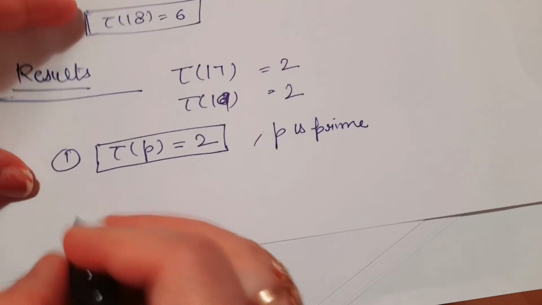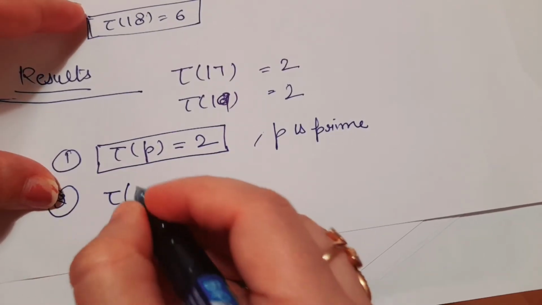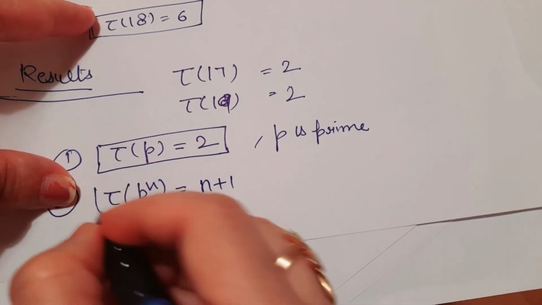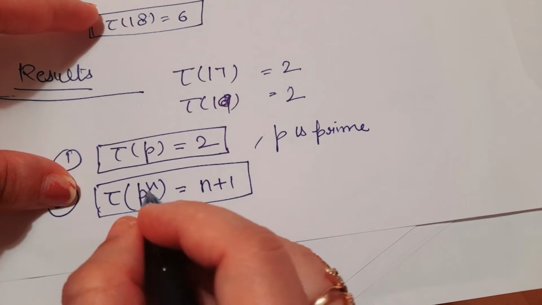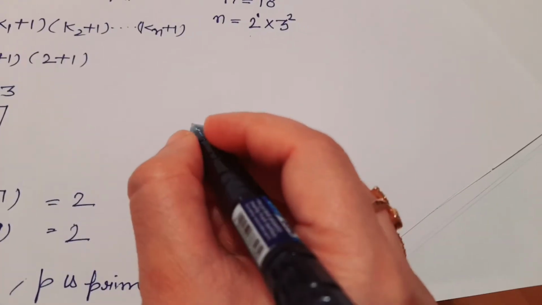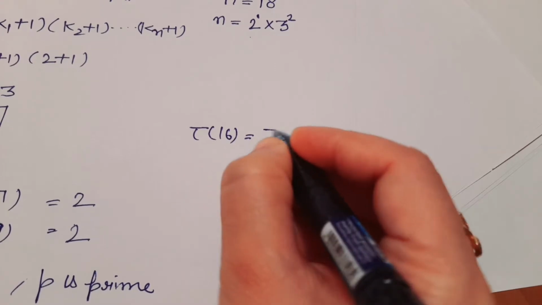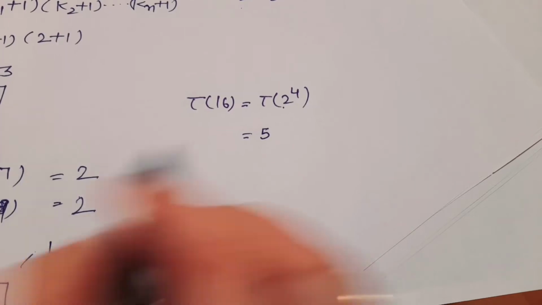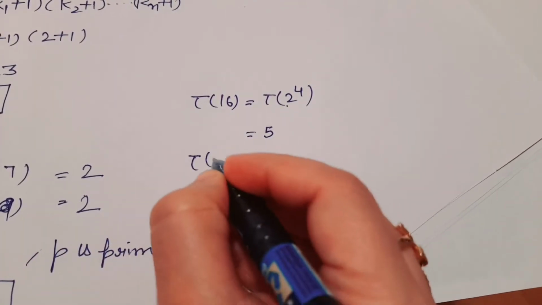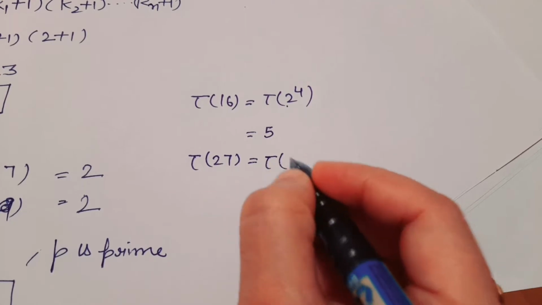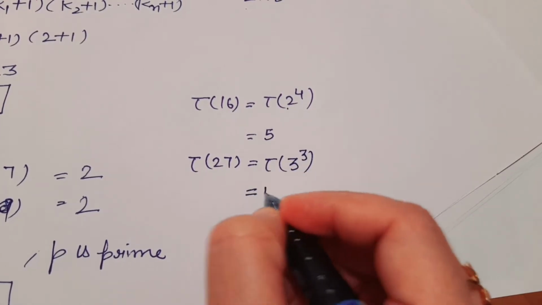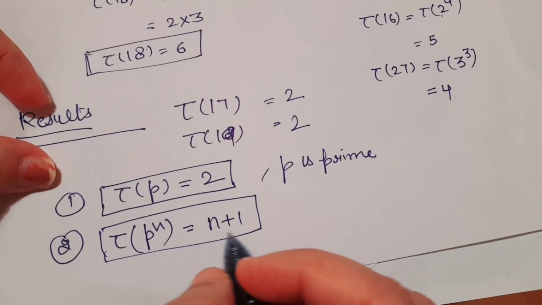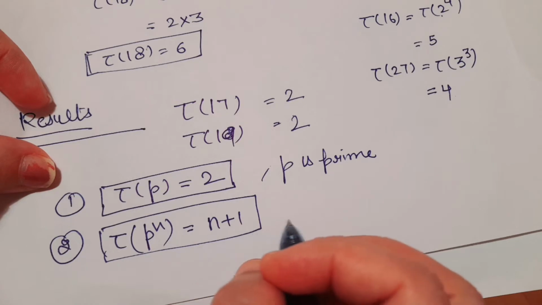Next, second, when you need to calculate tau of p raised to power n, that will always be equal to n plus 1. Just add 1 to the power. Suppose you need to calculate tau of 16. Tau of 16 means tau of 2 raised to power 4. 2 is a prime, so this will be 4 plus 1, that is 5. You need to calculate tau of 27. Tau of 27 means tau of 3 raised to power 3. That means 3 plus 1, 4. So for p raised to power n, it will always be equal to n plus 1.